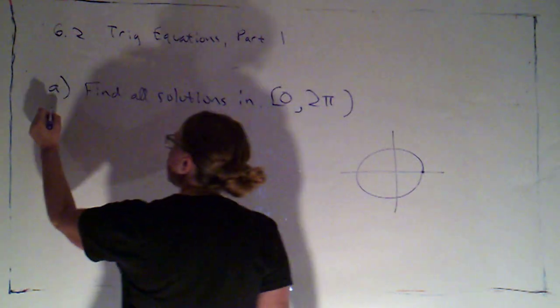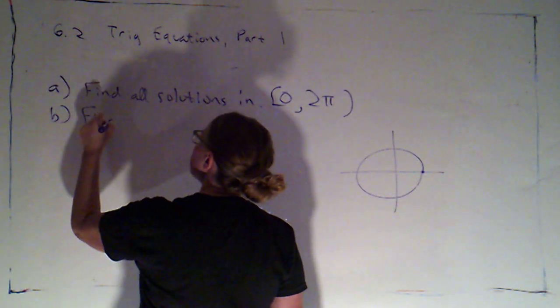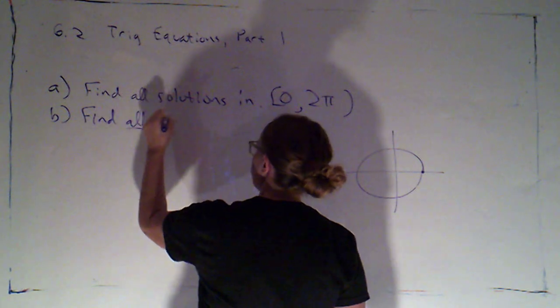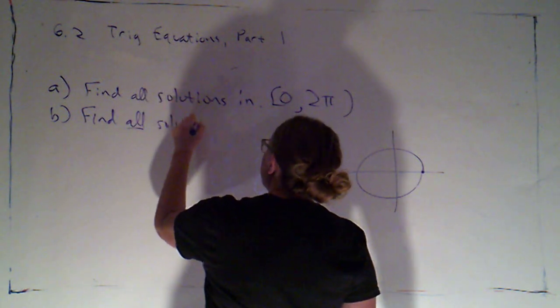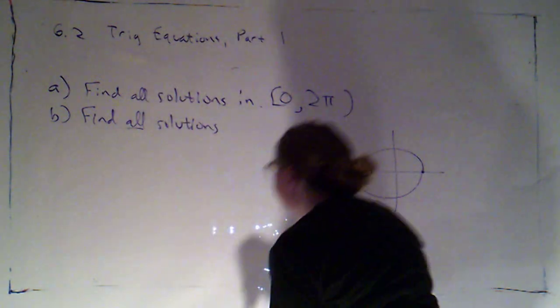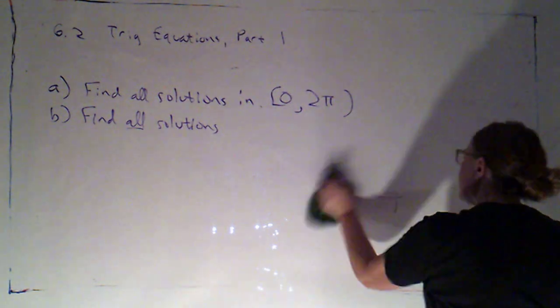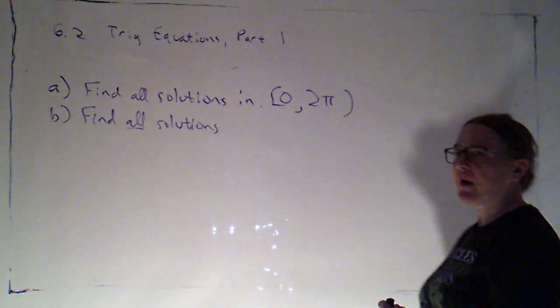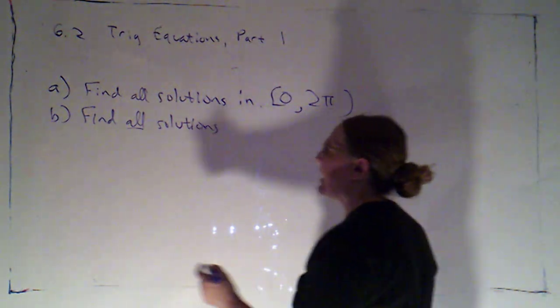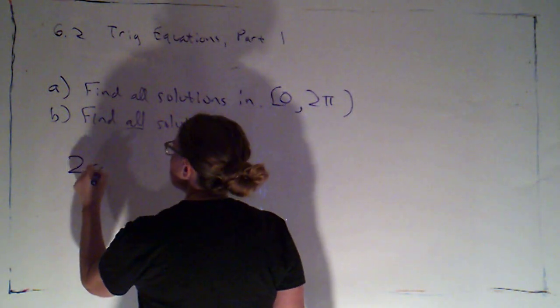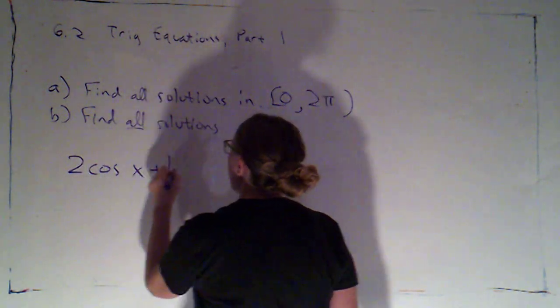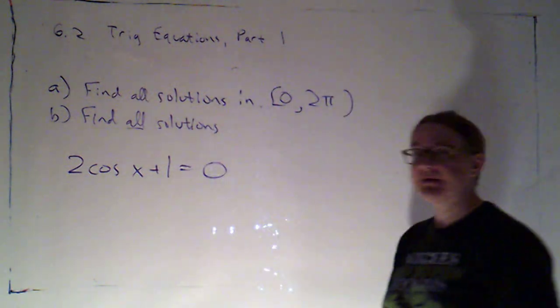Okay. And then part B, we're going to find all solutions. So we've done some things like this before, although it was before we had been working in radians, and I want to just review how that works. So let's say I had 2 cosine of x plus 1 is equal to 0.